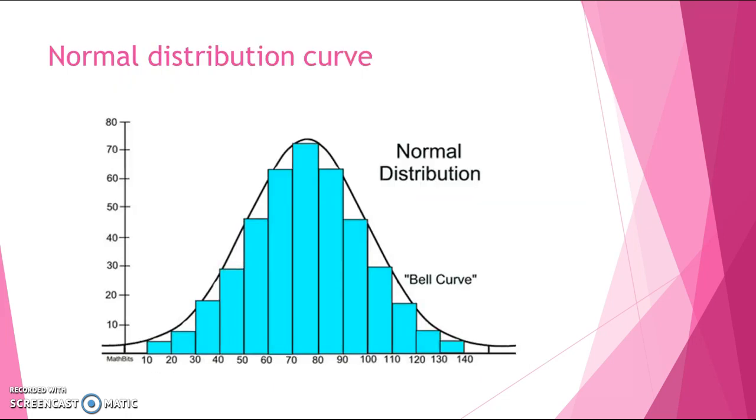Next, I'm going to be talking to you about the normal distribution curve. The normal distribution curve, otherwise known as the bell-shaped curve, refers to data being centered around the mean, which is the average of the dataset. The curve of the data has a single peak, which represents the mean, mode and median of the dataset. This is known as the central tendency.